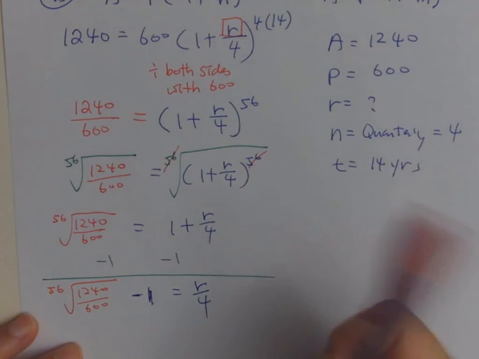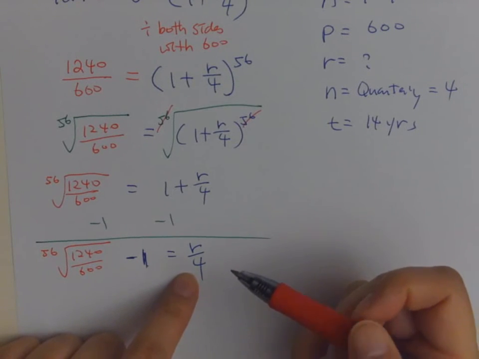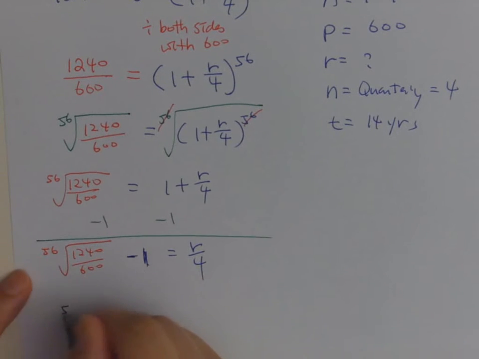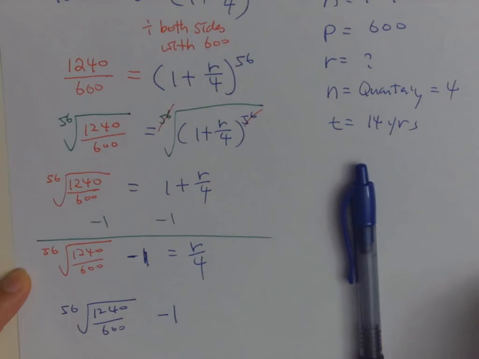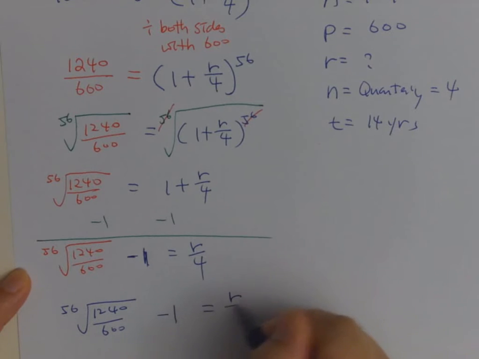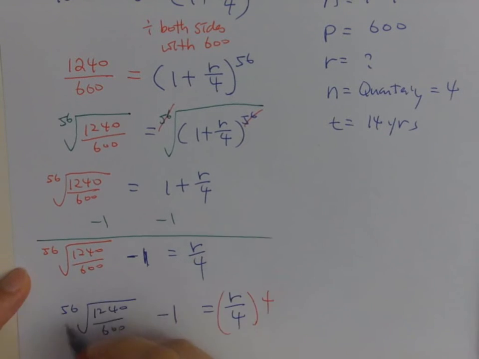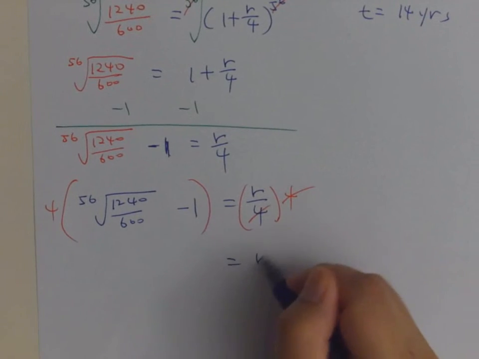So almost done. The only thing is I need to get rid of the dividing by 4, so the opposite of dividing by 4 would be what? So I'm going to write this one more time: the 56th root of 1240 over 600, subtract 1 is outside, okay? Equal to r over 4. What we need to do is multiply by 4 on both sides. So this will cancel, right? So how do I do this?